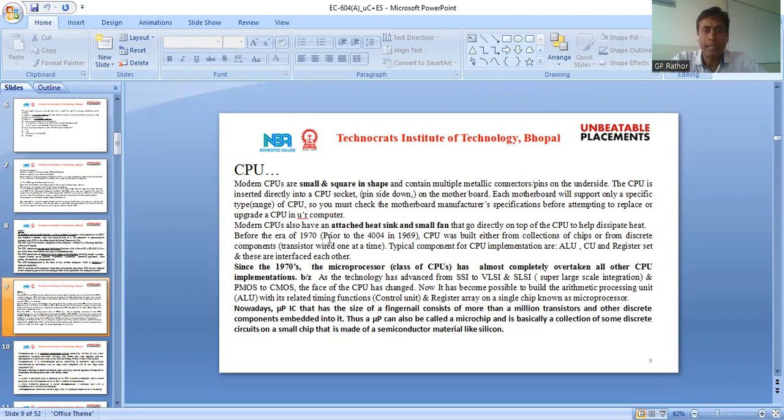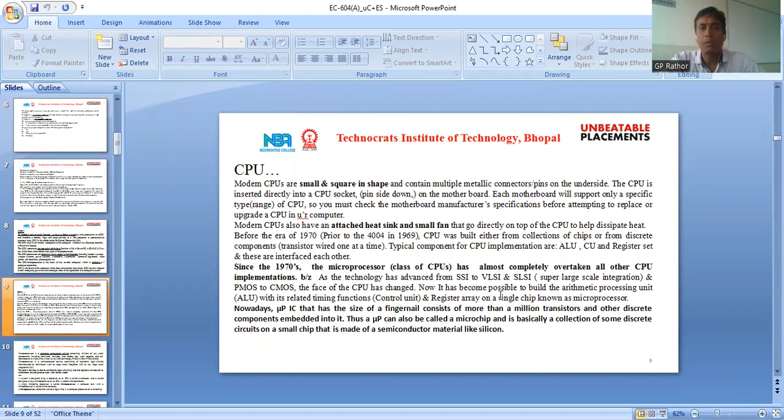Before the era of 1970, the CPU was built either from a collection of chips or from discrete components. Typical components for CPU implementation are ALU, control unit, and register set, and these are interfaced with each other. Since the 1970s, the microprocessor has almost completely overtaken all other CPU implementations because as the technology has advanced from SSI to VLSI and PMOS to CMOS, the face of the CPU has changed.